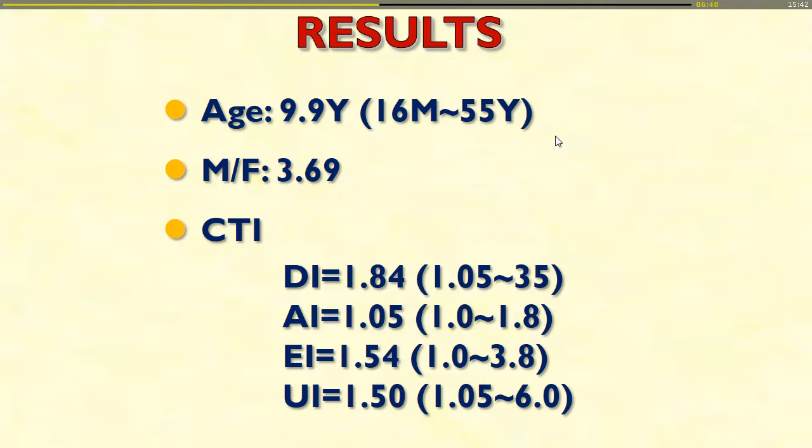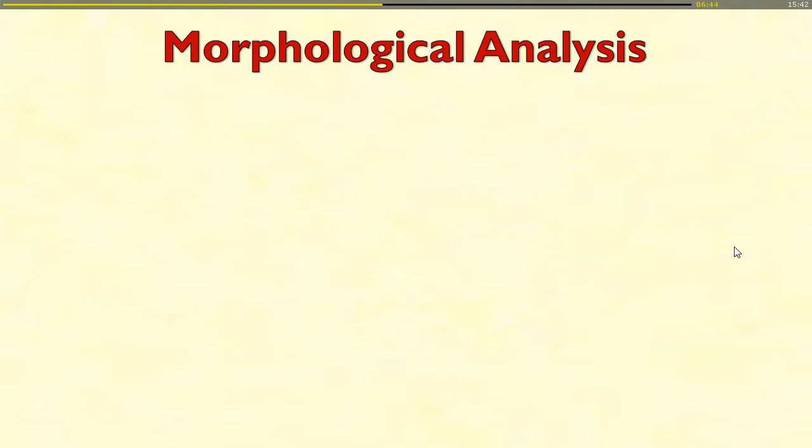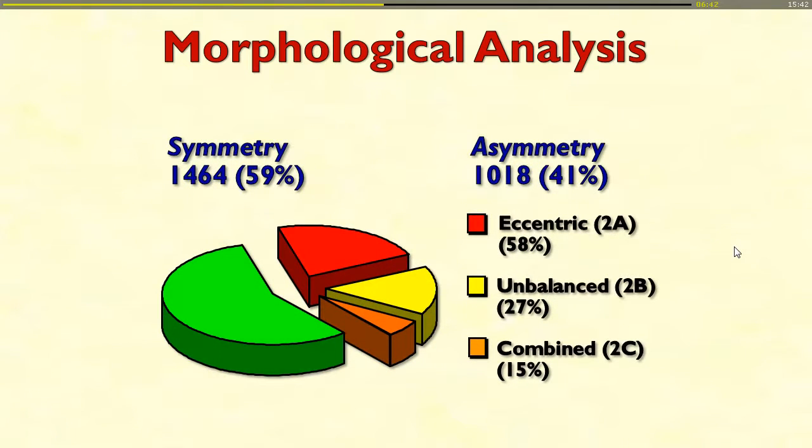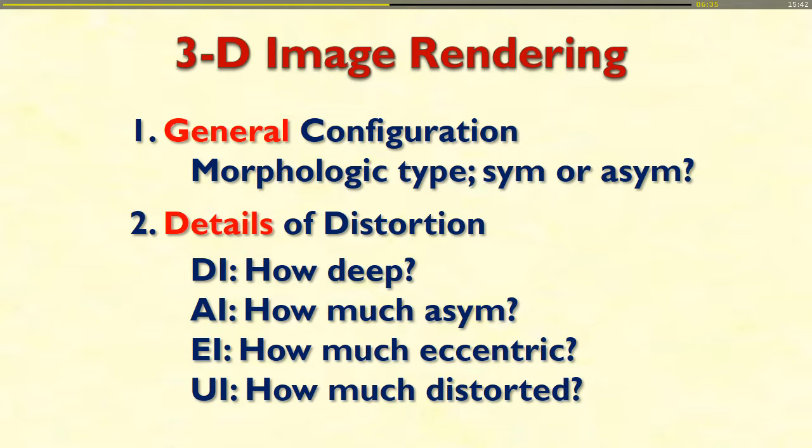For all the patients I treated, the indexes were like this. Amazingly, in my series, I had 41% asymmetry. And 3D image rendering can be done by morphological type. This gives us general information on the configuration. And if you want to know the details, we have to know how deep, how much asymmetric, how much eccentric, how much distorted.